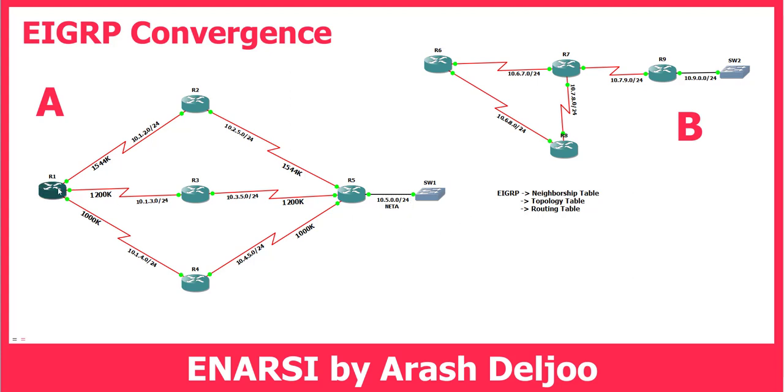You know that in the R1 topology table, let me write here, the R1 topology table can be written as TT. TT is the abbreviation of topology table. This is not formal, this is informal. In the topology table of R1 for 10.5.0.0/24 we have three paths. Let me show you. Look at here. The first path is from R1 to R2 to R5. The second path is from R1 to R3 to R5. And the third path is from R1 to R4 to R5.